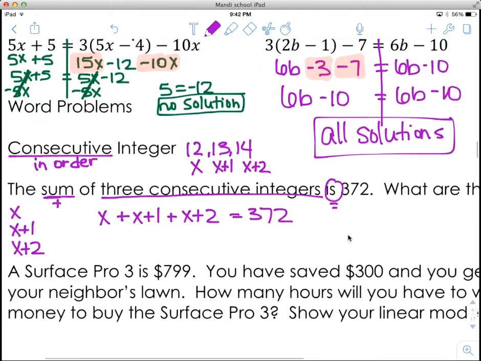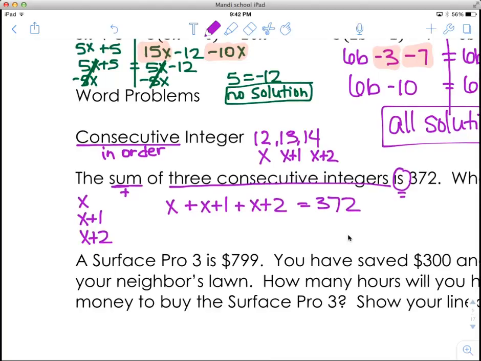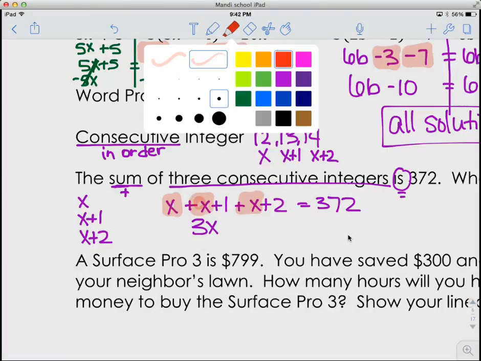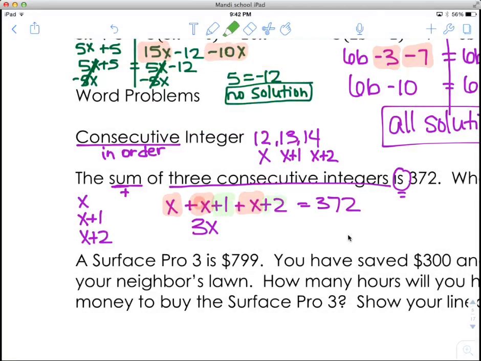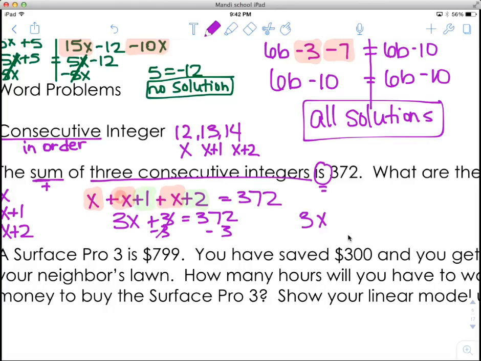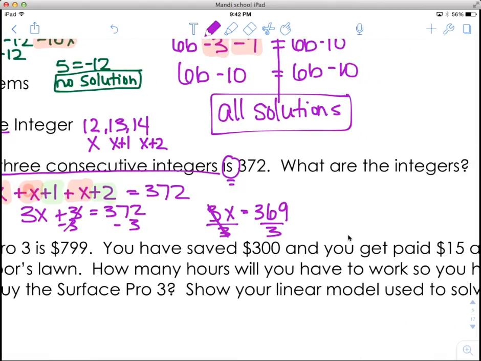The question says, what are the integers? So we need to find x, x plus 1, and x plus 2. So we need to add our like terms. X plus x plus x is 3x. 1 plus 2 is 3. Subtract 3 from both sides. I'm going to have to write it over here. 3x equals 369. Divide by 3. It becomes invisible 1. X equals 123.